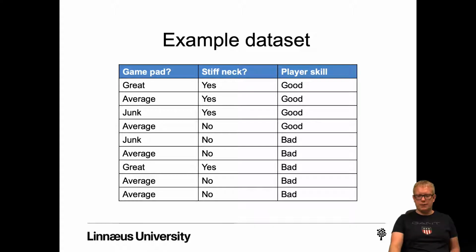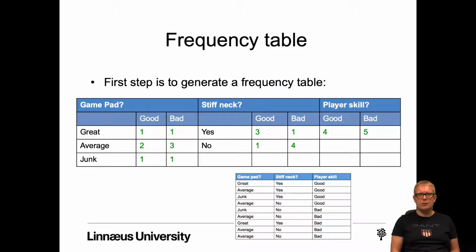The first step is that we need to generate a frequency table from this dataset. So it looks like this. We have a gamepad, the stiffneck, and the player skill attributes or class. So first, the gamepad can be great, average, or junk, and we have the 2 categories, good or bad. And we look at the dataset and see how often is great in combination with good.